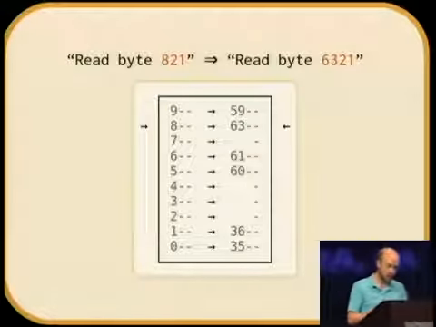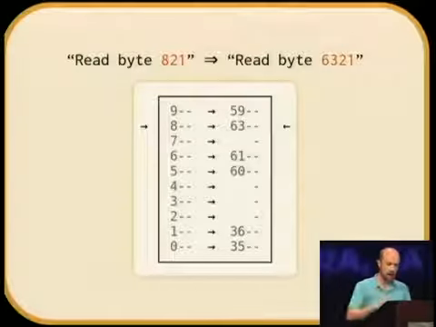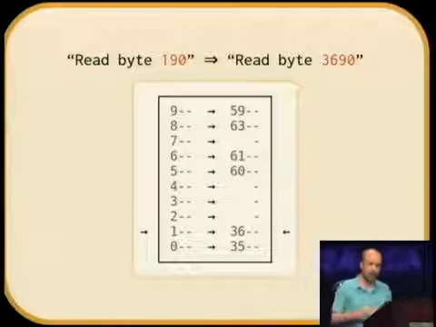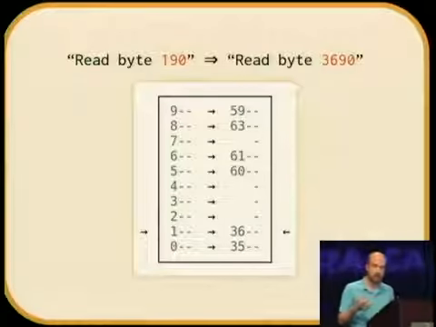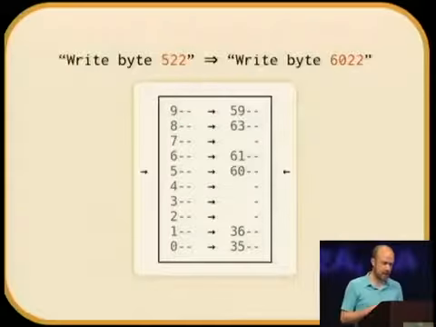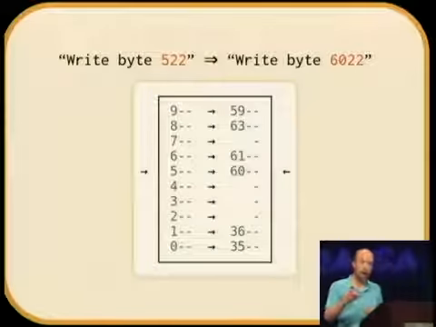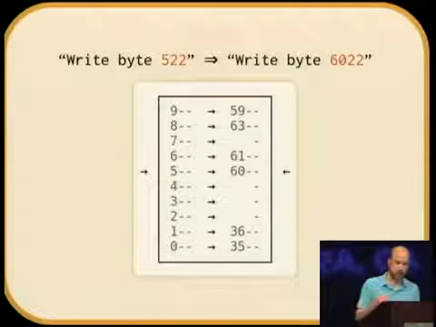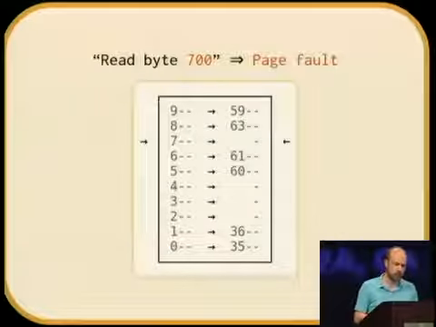Your process attempts to read byte 821. The RAM chip actually sees a request for 6321. Process tries to read byte 190. Instead, the RAM chip would see a request for 3690. A write to byte 522 would be mapped into a write to real byte 6022.